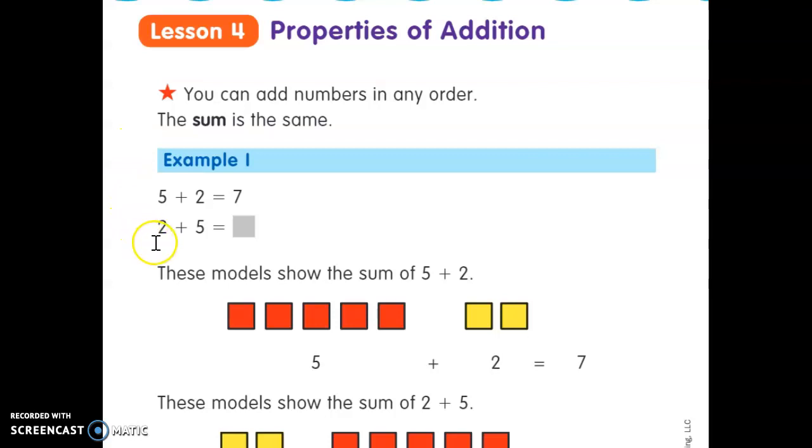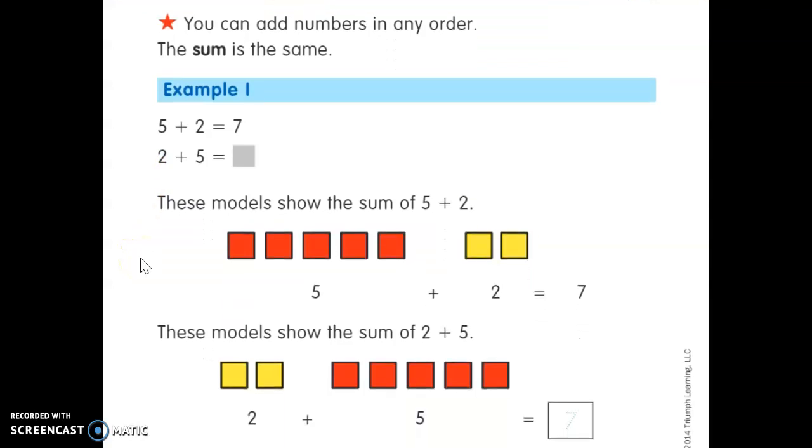But did you know that if we switch these numbers around, we can still get the same answer, the same sum? Let's look. Now we have 2 yellows in the front, and we just swapped it with the 5. So 2 plus 5, let's see how many that is, just to test it out. I have 1, 2, 3, 4, 5, 6, 7. So 5 plus 2 equals 7, and 2 plus 5 also equals 7.